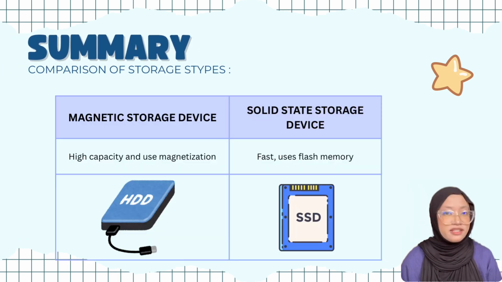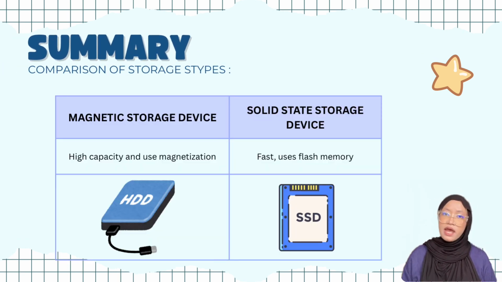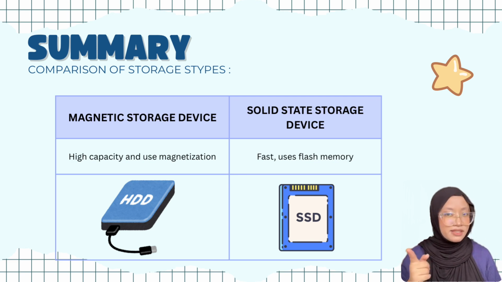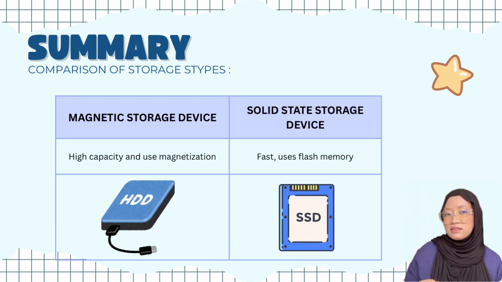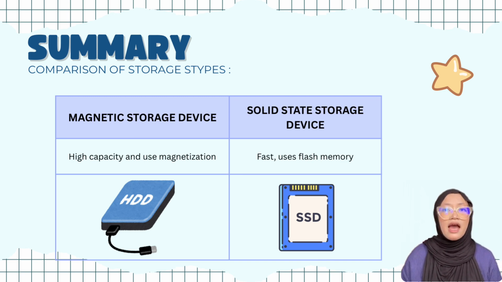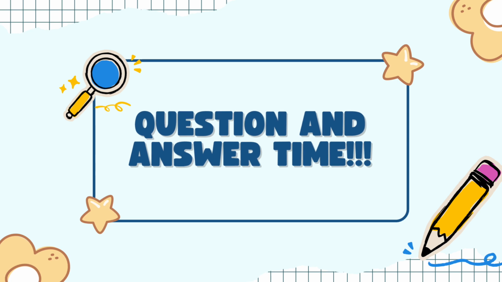Compare. HDDs are slower, cheaper, and have moving parts, while SSDs are faster, more durable, but cost more. In numbers, HDDs read at around 100 megabytes per second. If you want speed and performance, you can go with SSDs. But if you need large and affordable storage, HDDs are better.